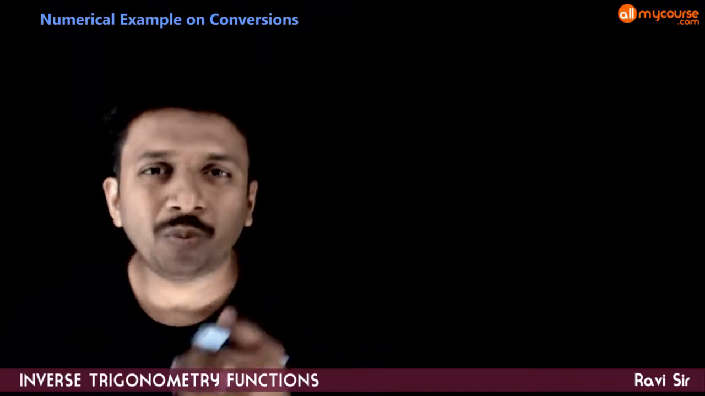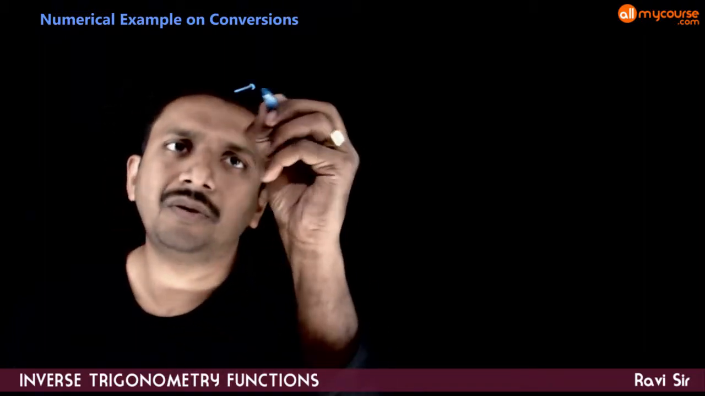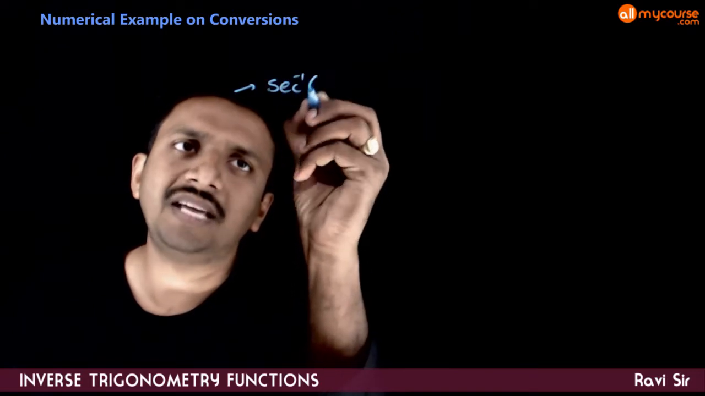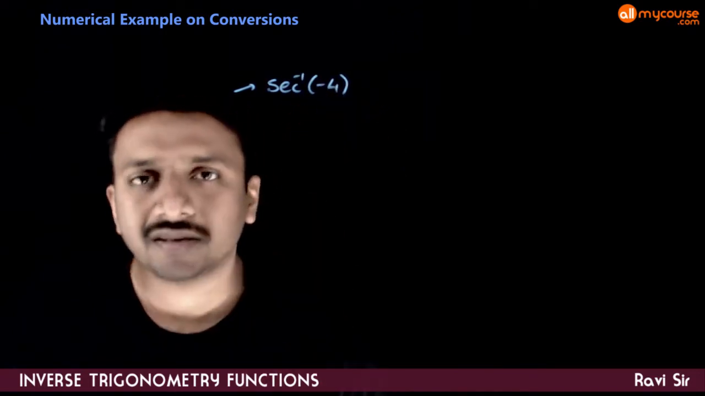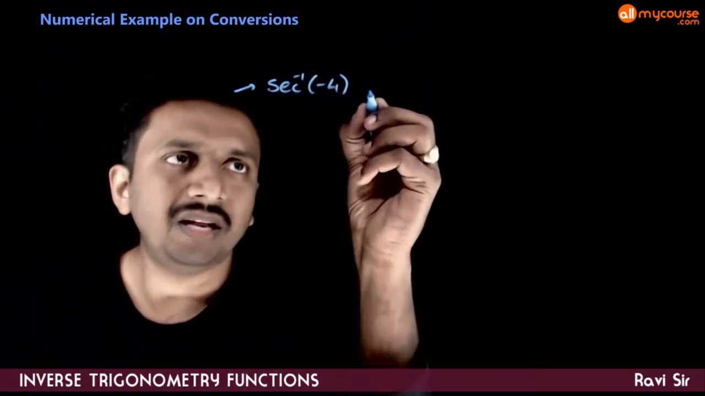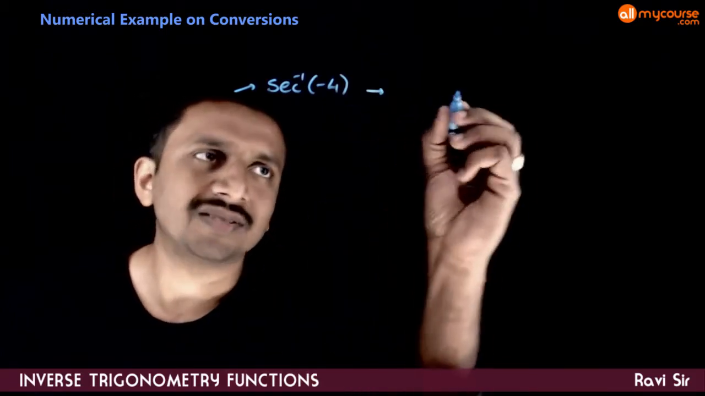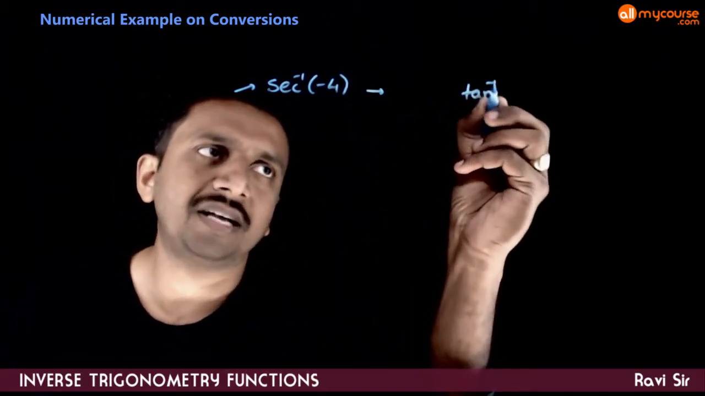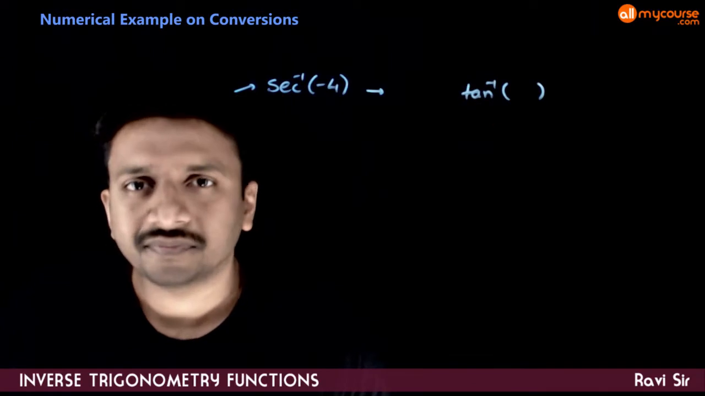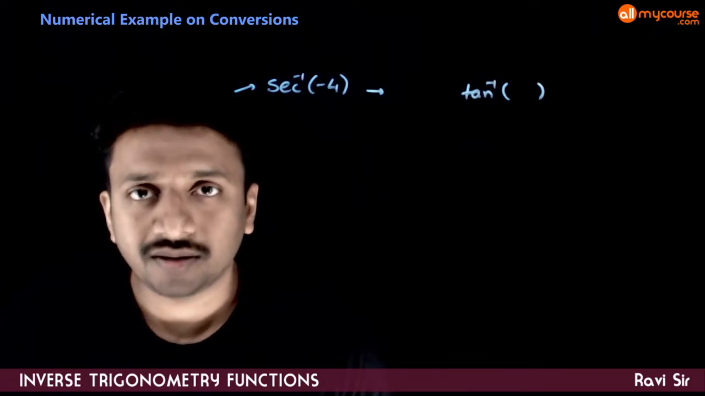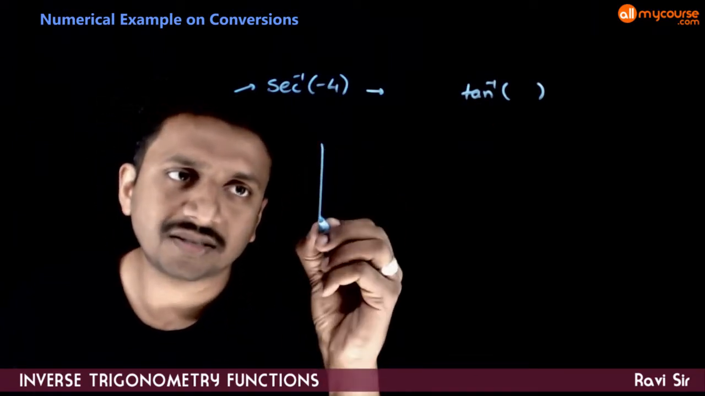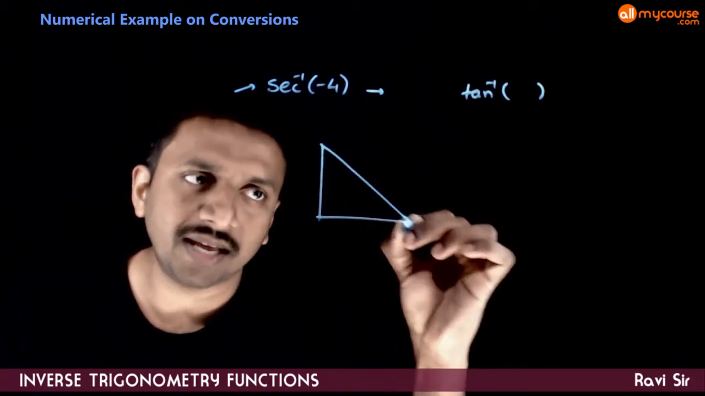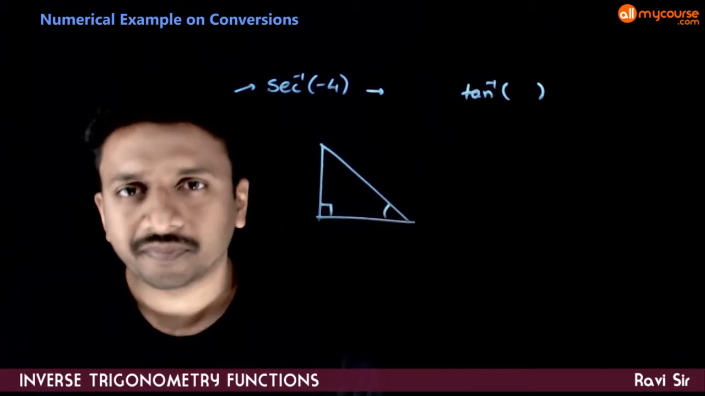Now, let us take a numerical example. Let us say that you have secant inverse of minus 4. You need to convert this into some sort of tan inverse. So, how do we do it? First, let us use the triangle method.